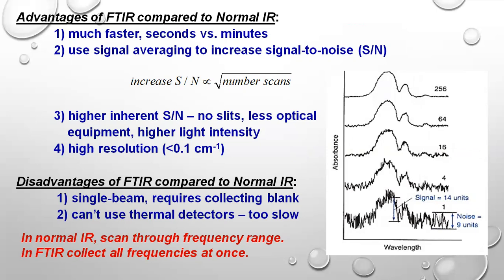But in case of FTIR, at a time the molecule is irradiated by a pulse of light that contains all the frequencies from 4,000 to 400 centimeter inverse. So all the transitions are excited simultaneously. So the spectrum obtained is more sensitive than conventional IR. So this is the main advantage of FTIR.